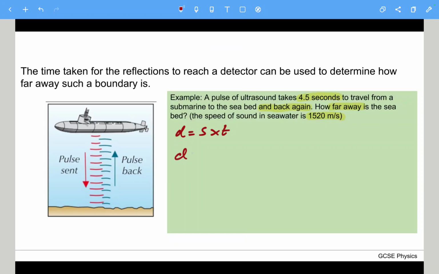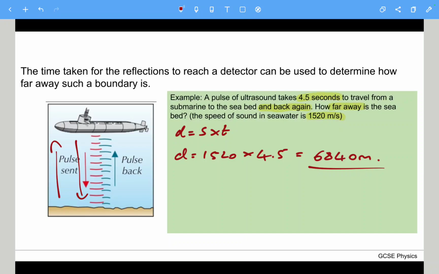So we need to calculate the distance. The speed is 1,520 meters per second multiplied by the time, 4.5 seconds. So that gives us 6,840 meters. Now that is the distance that the pulse is sent and then comes back up.